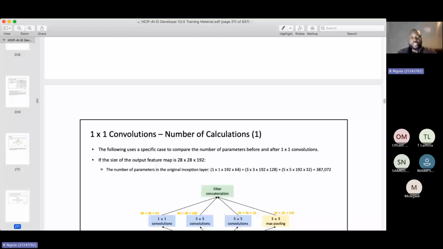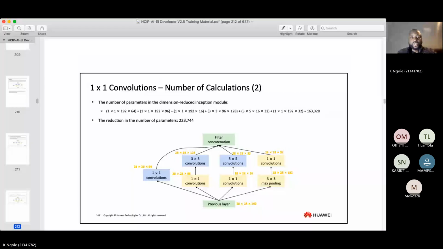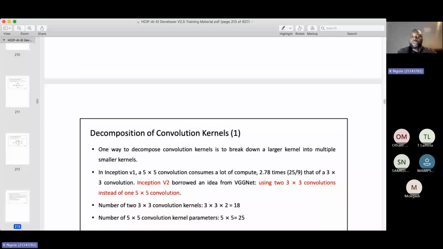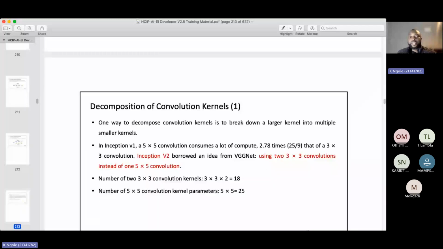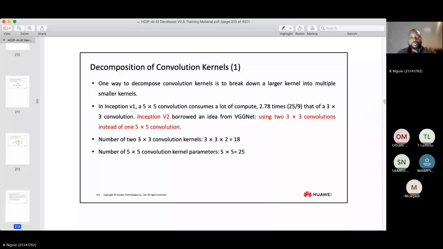Okay, so these are just examples of the calculations. All right, I think that will be all for today. Any question before we call it a day?